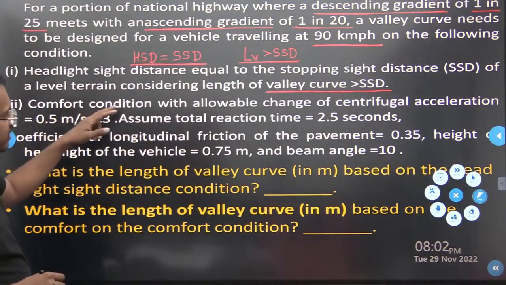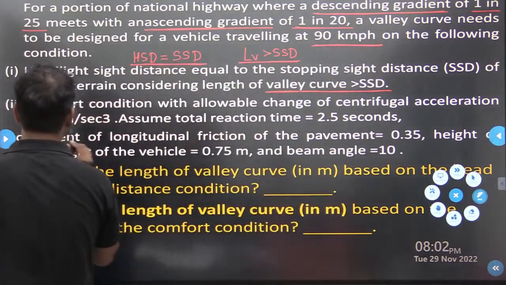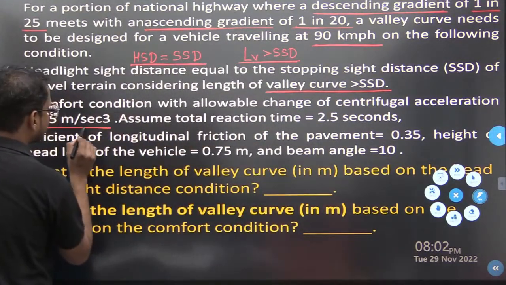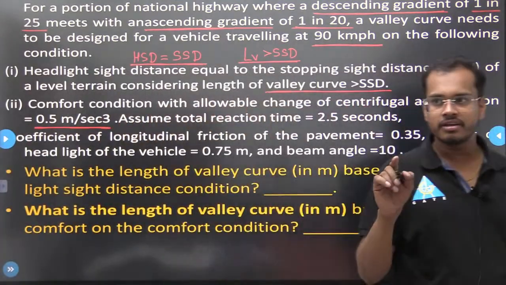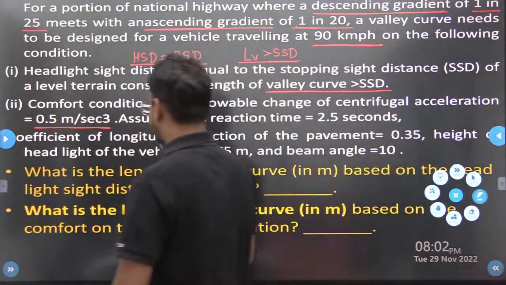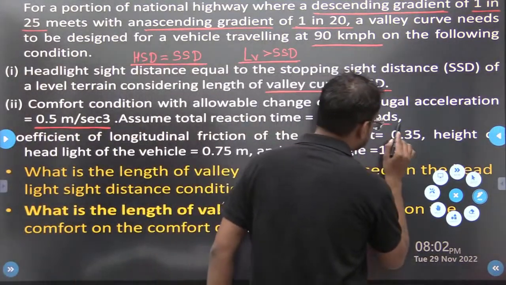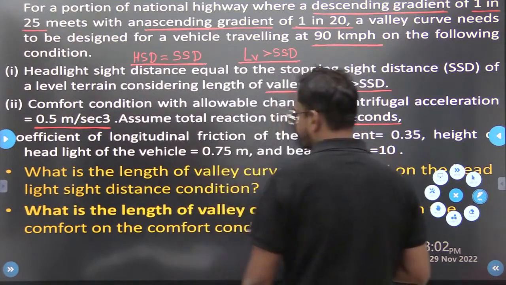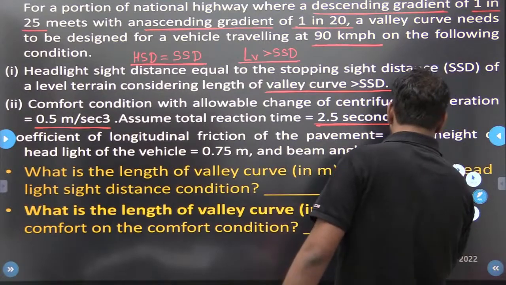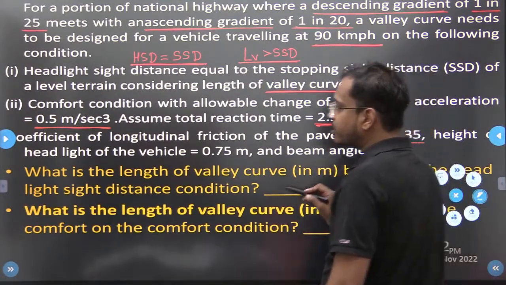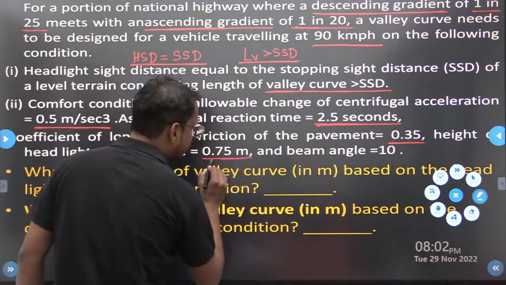Next. Comfort condition with allowable change of centrifugal acceleration is 0.5 meter per second cube is given. That means C is already given. Assume total reaction time is 2.5 second. That means t_R, reaction time, is given as 2.5 second. Coefficient of longitudinal friction of the pavement is 0.35 is given. Height of headlight, that means small h, is 0.75 meter is given.